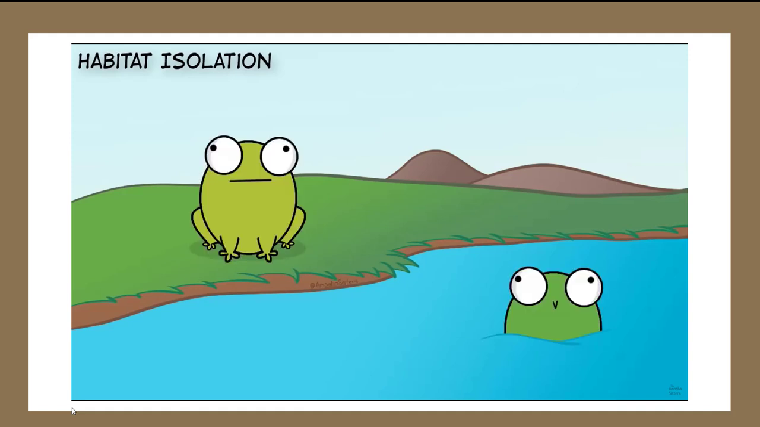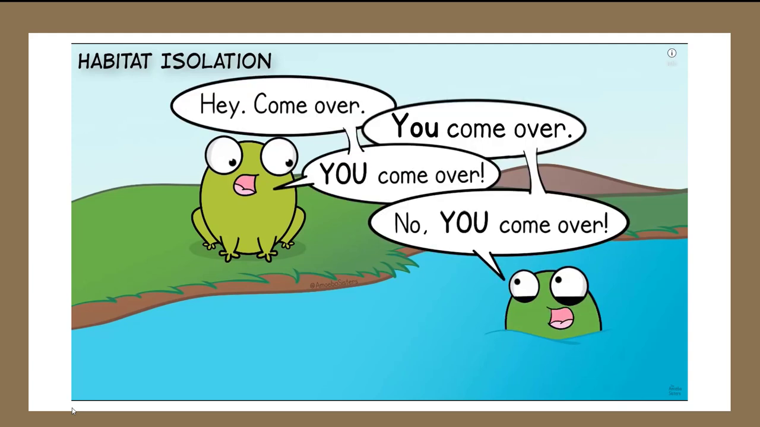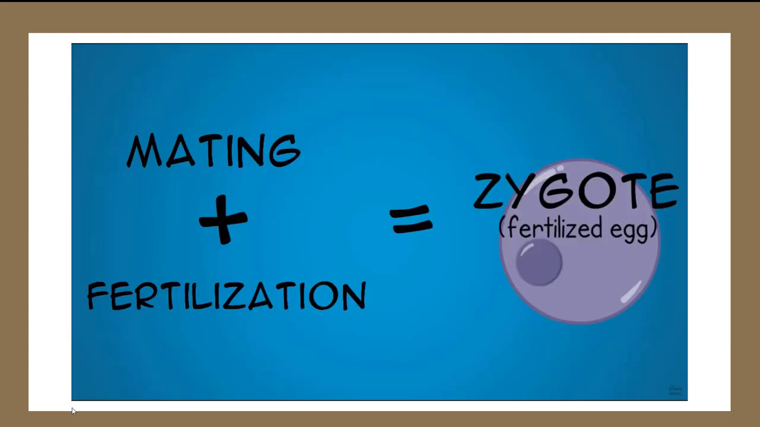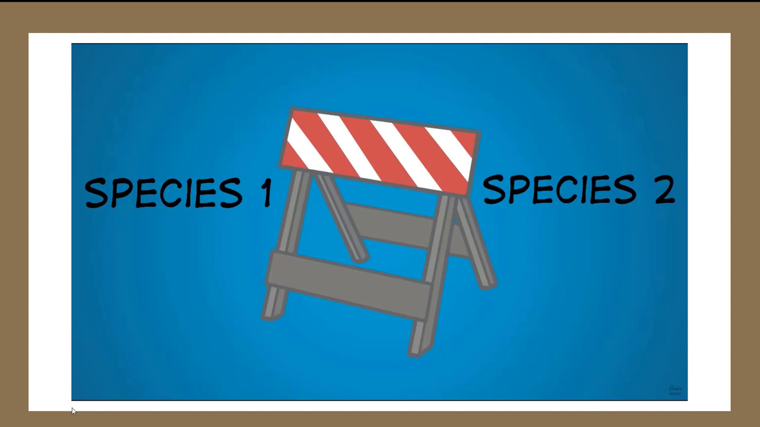You could have two species of amphibians living in the general same area, but if one prefers an aquatic environment and one prefers a terrestrial environment, that will be habitat isolation. Now, you can have post-zygotic barriers too. That means that mating and fertilization actually occurred because you have the zygote, a fertilized egg, but there is some barrier that separates the species even still.